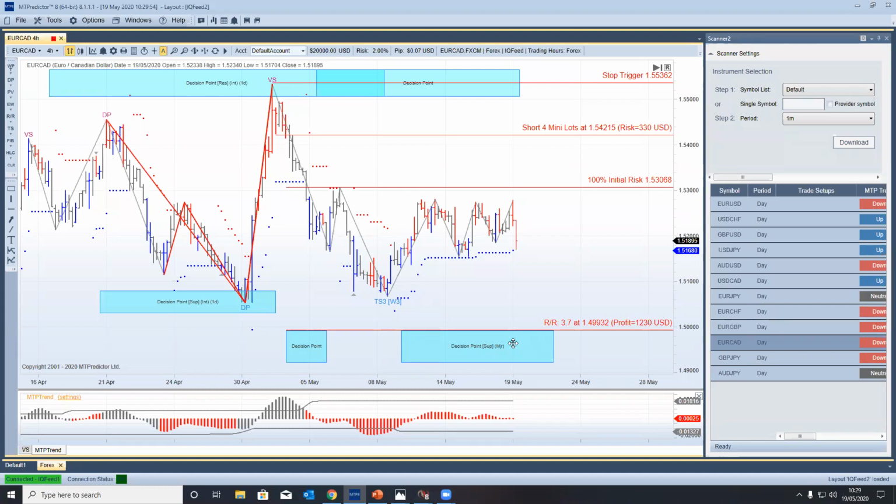That's not the idea of MT Predictor. No one can predict the future. We're not the Avengers. It's not the end game. We can't predict the future.